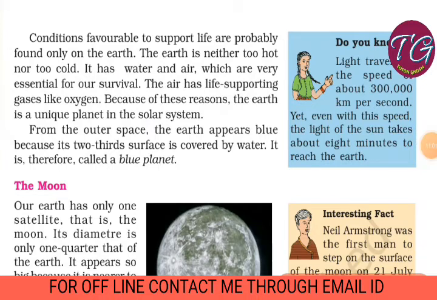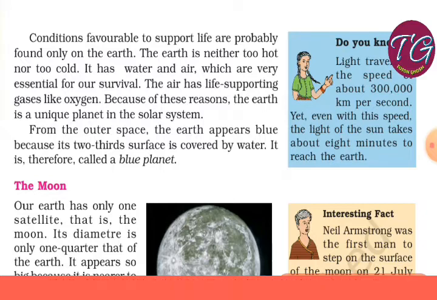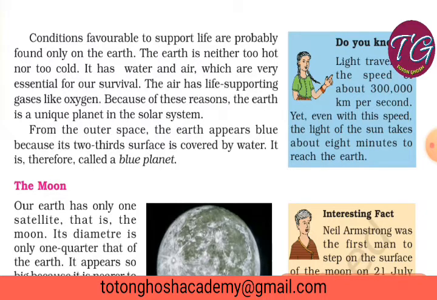Next, conditions favorable to support life are probably found only on the Earth. The Earth is neither too hot nor too cold. It has water and air, which are very essential for our survival. The air has life-supporting gases like oxygen. Because of these reasons, the Earth is a unique planet in the solar system. From the outer surface, the Earth appears blue because two-thirds of its surface is covered by water. It is therefore called a blue planet.